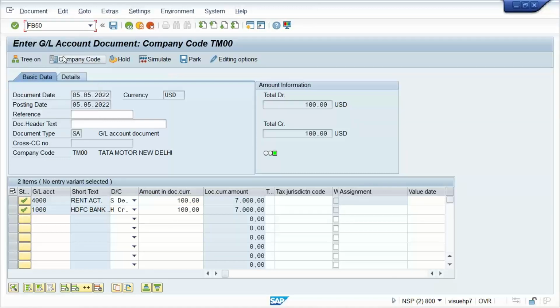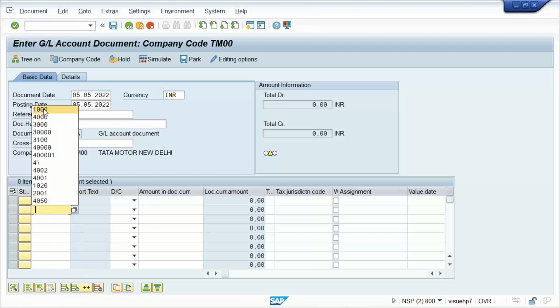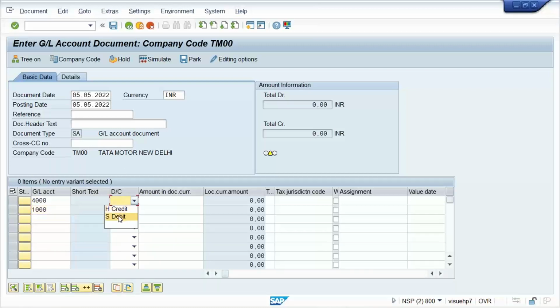once again, FB50. Very simple explanations will be there, guys. Very simple explanations. Press enter now. Oh my god, I've forgotten to change this currency. I made a mistake. Here it is supposed to be USD, right? And then your GL account, $100, then bank account, and credit $100. Press enter.